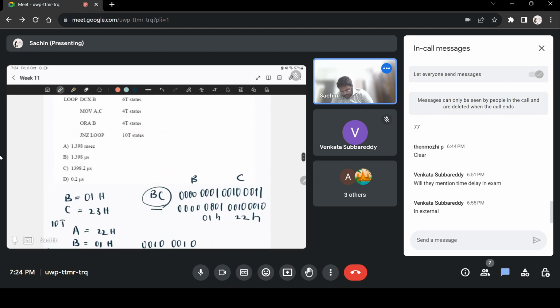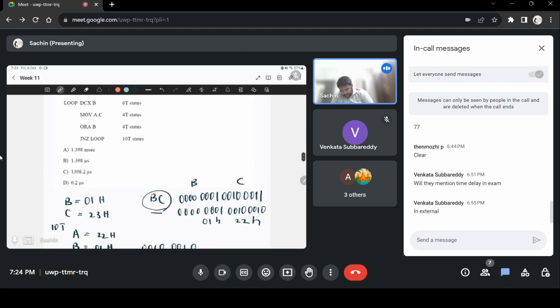And then you have JNZ loop. JNZ is a jump operation, a conditional jump operation. So if the zero flag is not set, that means if the zero flag is equal to 0, then it will jump back to the previous initial position again. So it will jump back here if Z is not equal to 0.